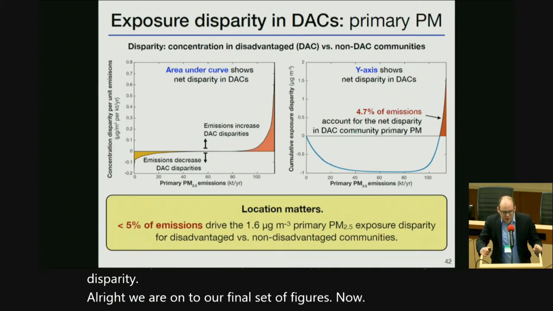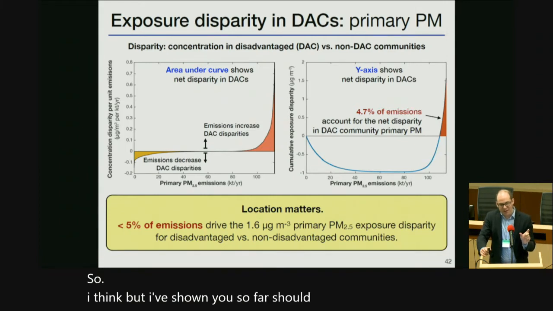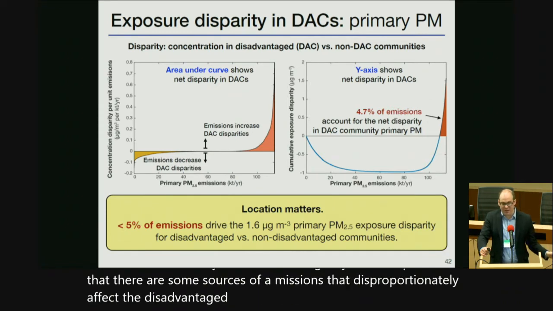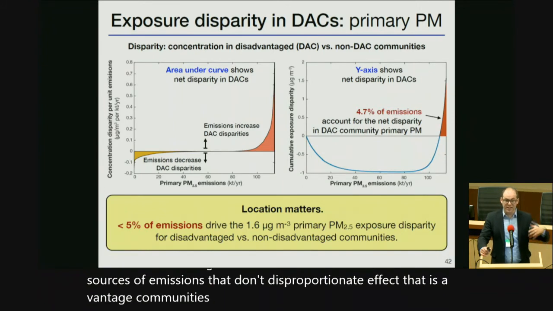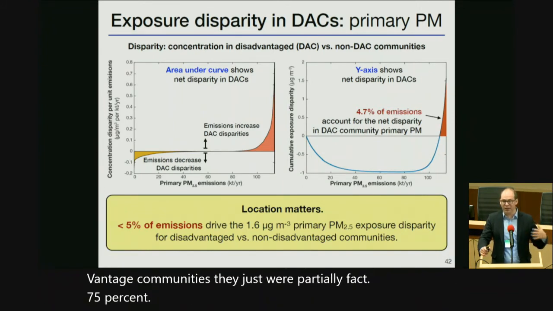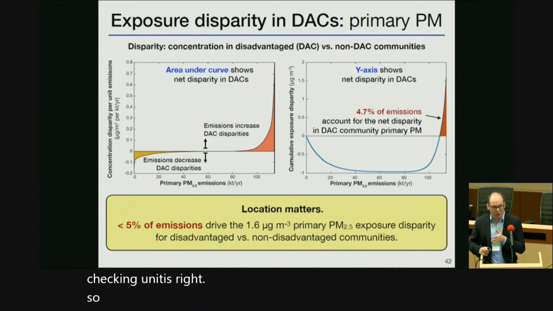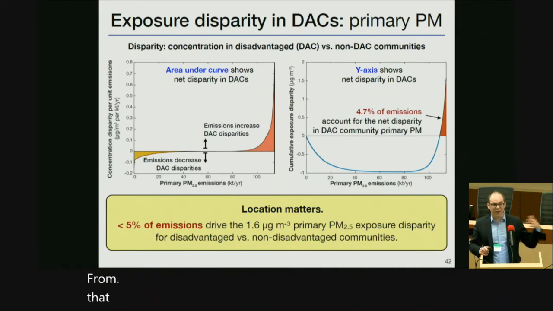So I think what I've shown you so far should give you the impression that there are some sources of emissions that disproportionately affect the disadvantaged communities, and there are some sources of emissions that don't disproportionately affect the disadvantaged communities. They disproportionately affect the 75% of the state population that doesn't live in EJ communities, right? So what I've done here is I've rank ordered all of the emissions in California from the lowest to highest relative impact on the EJ communities.